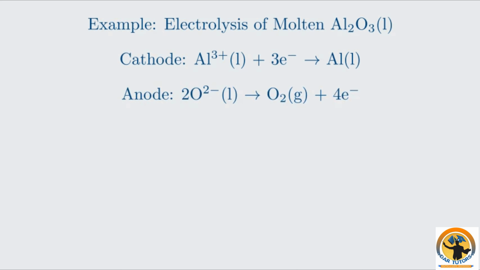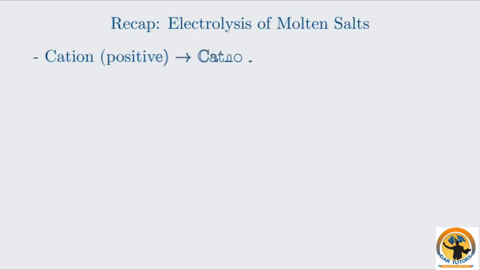The overall equation for molten aluminium oxide would require us to balance these two half equations, which would result in 2Al2O3 yields 4Al plus 3O2. To recap, for the electrolysis of a molten ionic compound, the cation is always reduced at the cathode to form the metal, and the anion is always oxidized at the anode to form the nonmetal. This is a straightforward and predictable process. This rule applies to all molten binary salts.